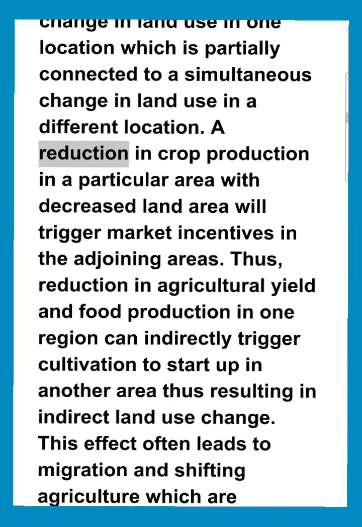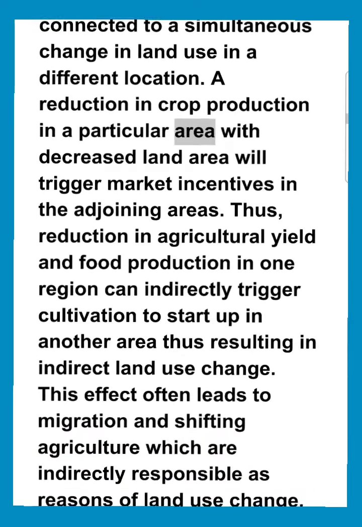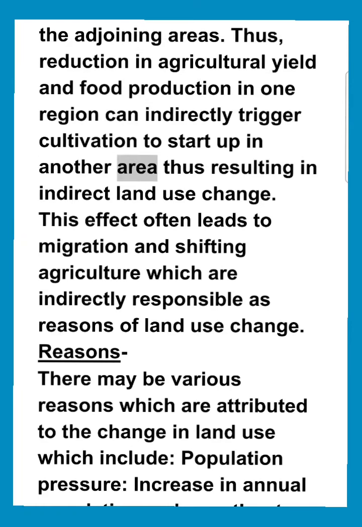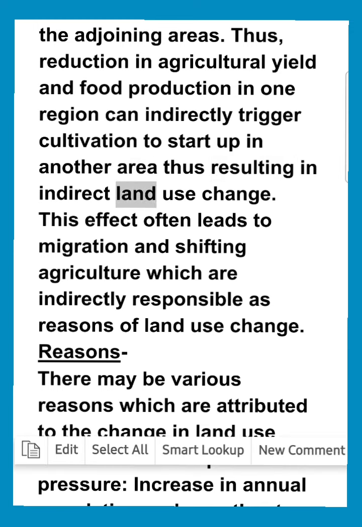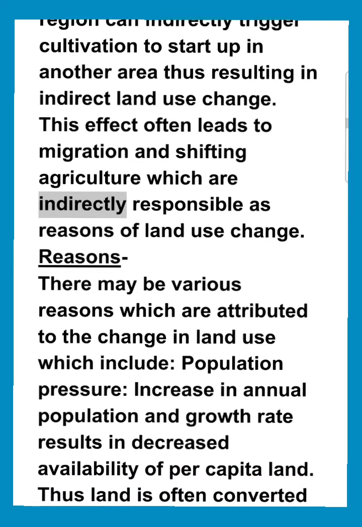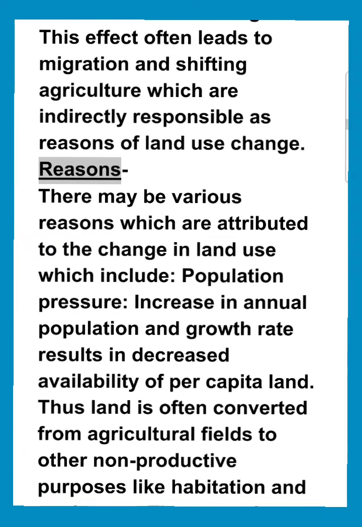A reduction in crop production in a particular area with decreased land area will trigger market incentives in the adjoining areas. Thus, reduction in agricultural yield and food production in one region can indirectly trigger cultivation to start up in another area, resulting in indirect land use change. This effect often leads to migration and shifting agriculture, which are indirectly responsible as reasons of land use change.